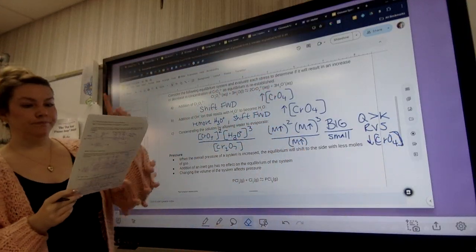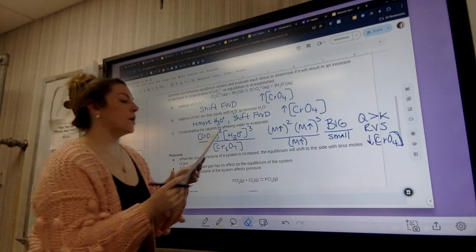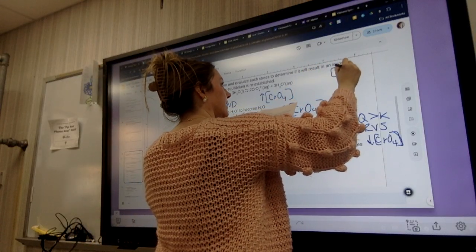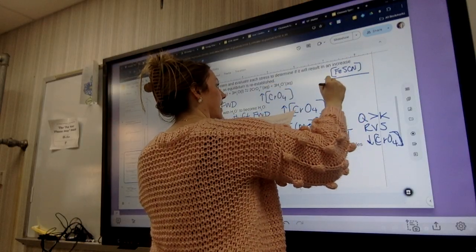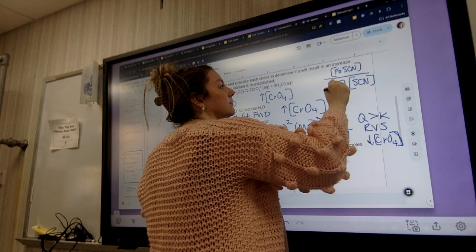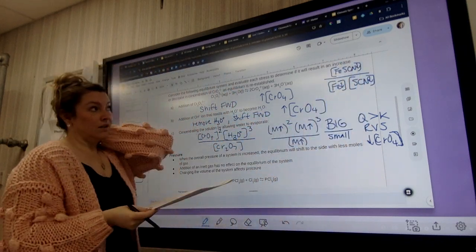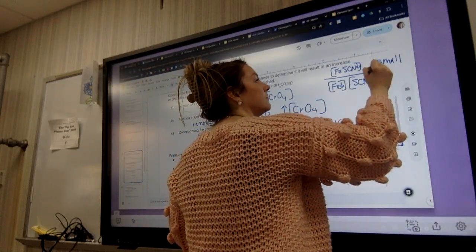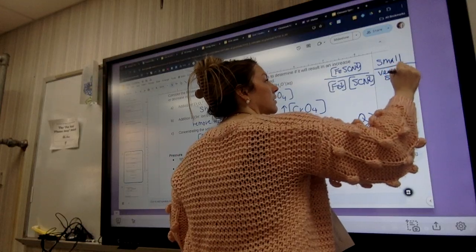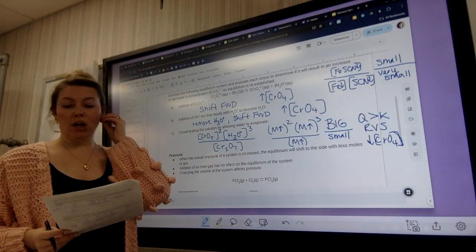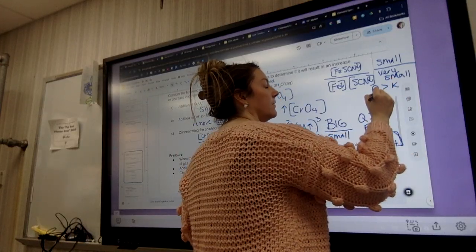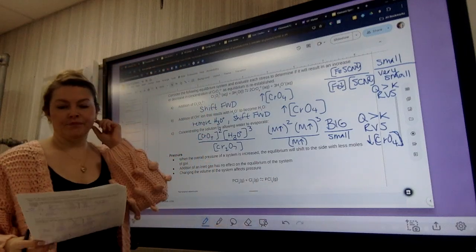Okay, let's talk about the one up above where it dilutes everything. Okay, for that one, our Q is FeSCN to the first power divided by Fe to the first power and SCN to the first power. Okay, all of them are decreasing. So this one got slightly smaller, and these got smaller by a lot. Very, very small. So if you take a number divided by a very small number, what happens to the overall number? Gets big, which means our Q is greater than K, so it will shift reverse. I forgot to plug it in.